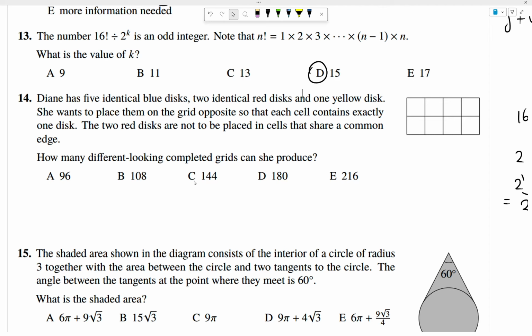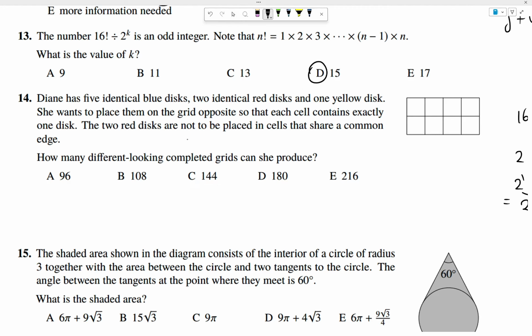So the first thing I want to do is decipher what it means by different looking. And the way I'm going to interpret that is, if we can rotate a grid to produce the same grid, I think those will still be considered different.